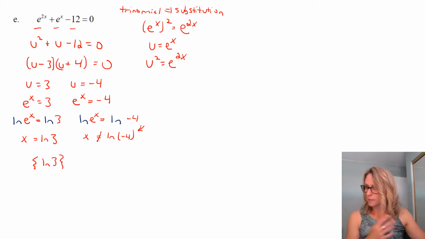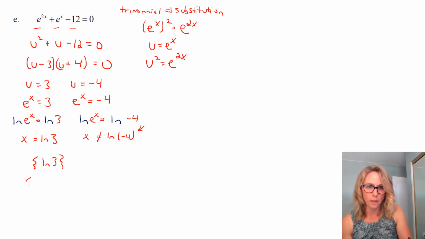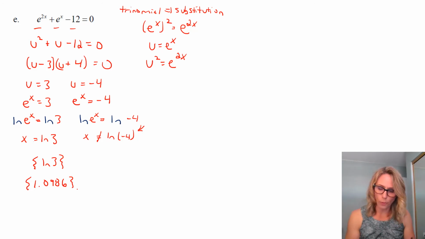Okay, or since it wants a decimal, you can just go ahead and do ln 3 and see what you get. I'm going to get 1.0986 as my 4 decimal approximation.